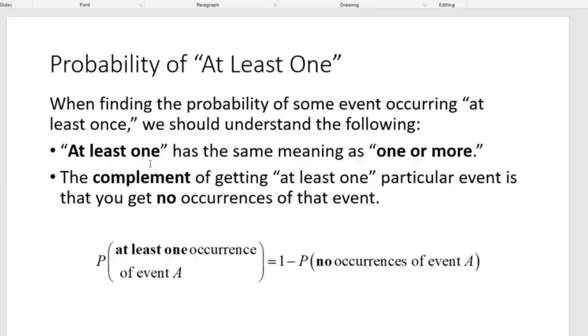At least one is a phrase, and at least one has exactly the same meaning as one or more. So if at least one means one or more, then the complement of that is none. The probability of at least one occurrence of a particular event would be equal to 1 minus the probability of no occurrences of that event.